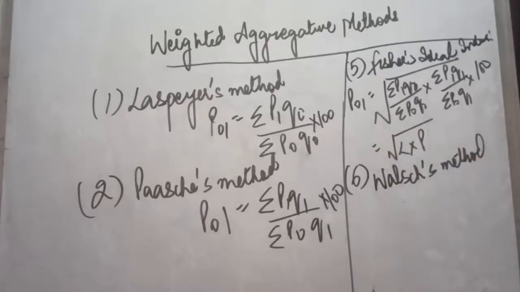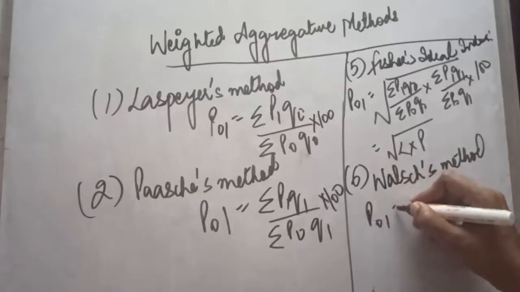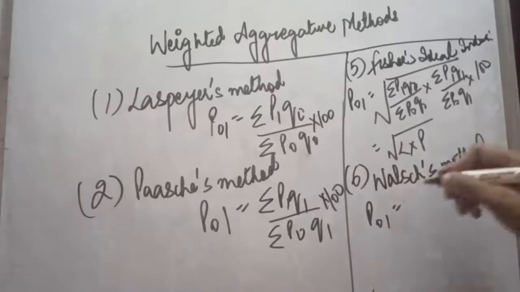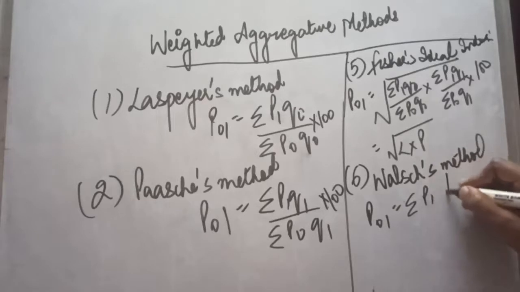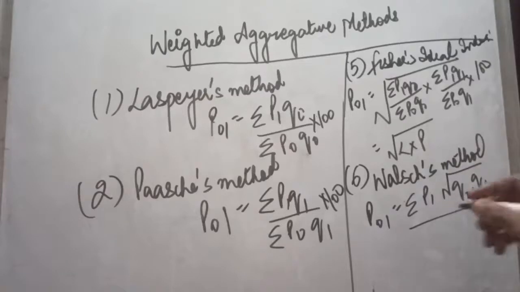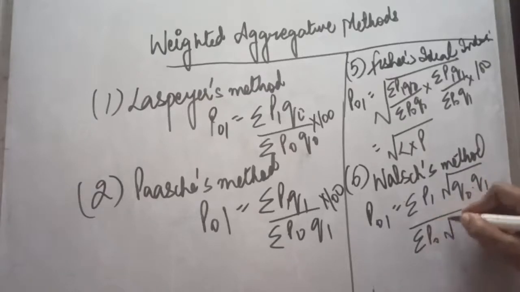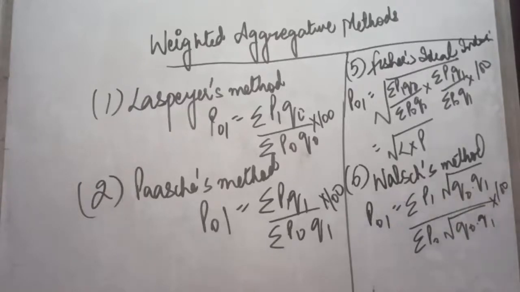For the calculation of Walsh's method, the formula that will be applied is P01 = Σ P1 √(Q0 × Q1) divided by Σ P0 √(Q0 × Q1), into 100. So what we will have to do is multiply Q0 and Q1, take its square root and multiply the same with P1, and then take the summation, and below we have to multiply with P0. So this was Walsh's method.